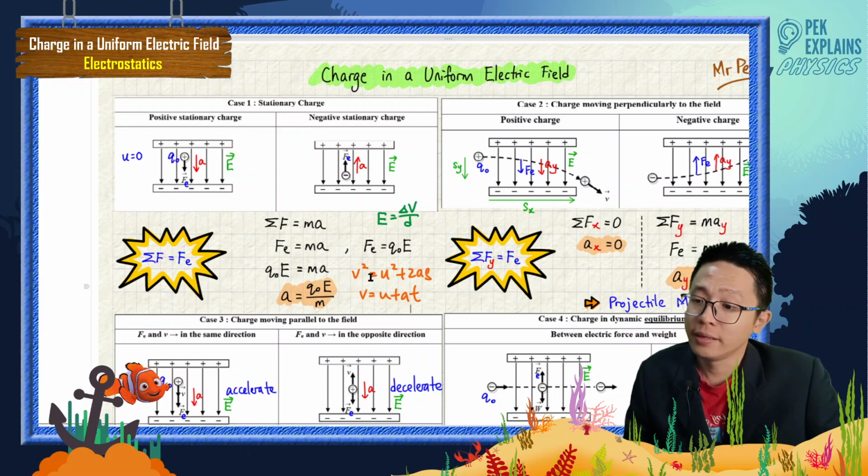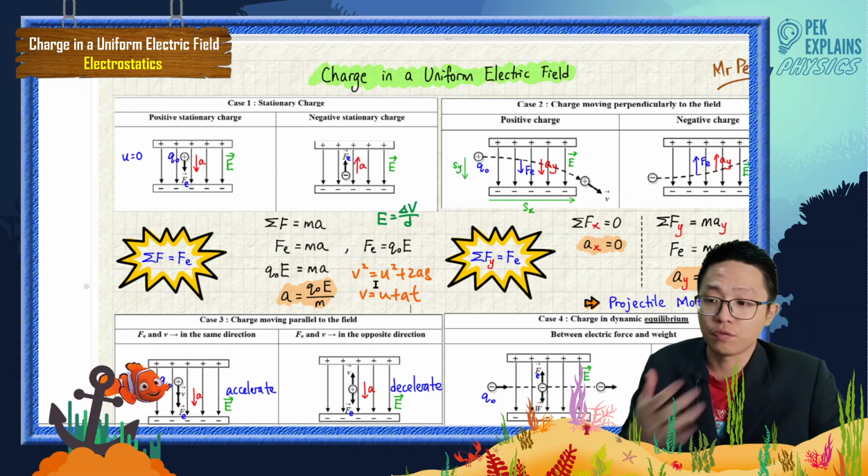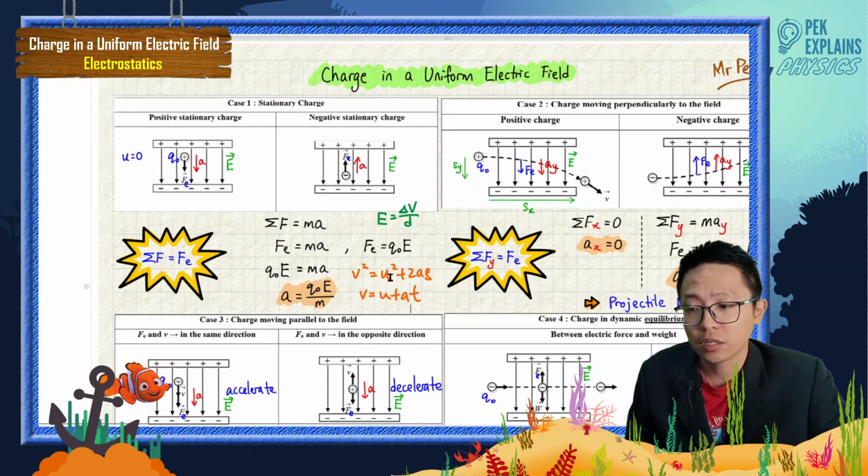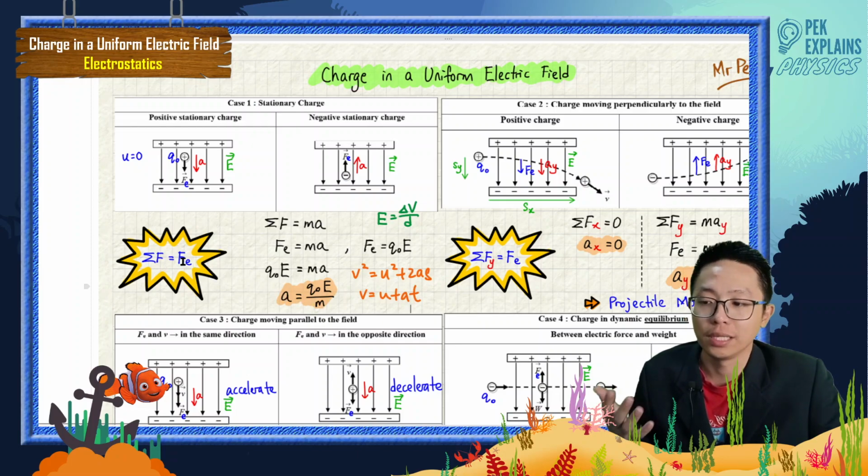Okay, why? If the question asks you to find the final velocity of the test charge, you can use the kinematic equations to find it. The initial velocity is zero for the stationary charge. Acceleration is q naught E over m. You can find the acceleration. This acceleration is because of the electric force. The positive test charge is pulled by the negative plate, the negative test charge pulled by the positive plate.